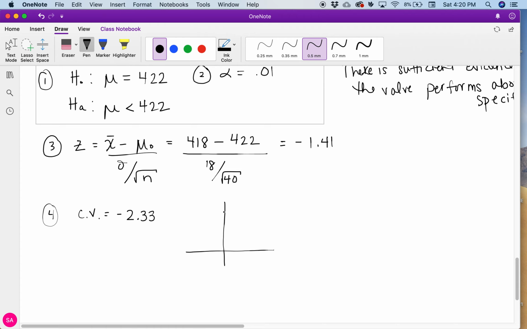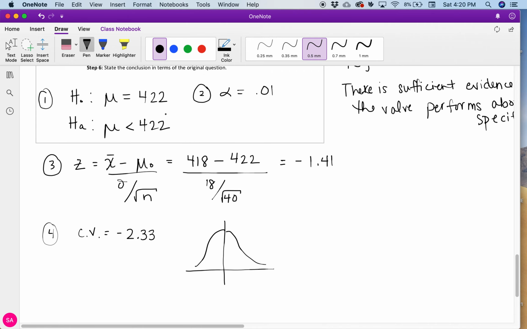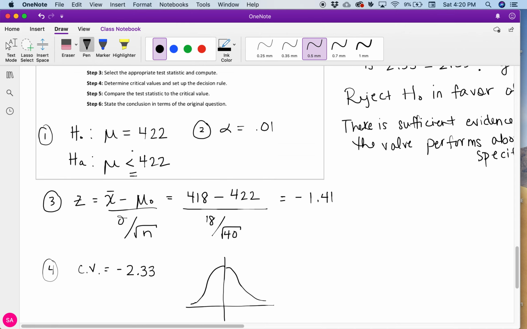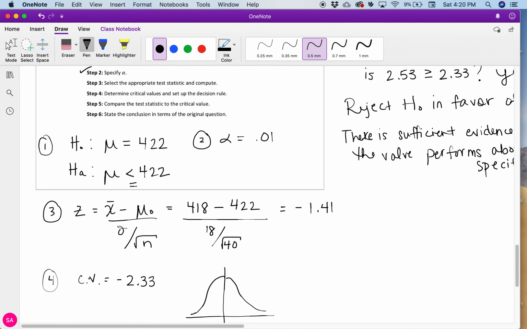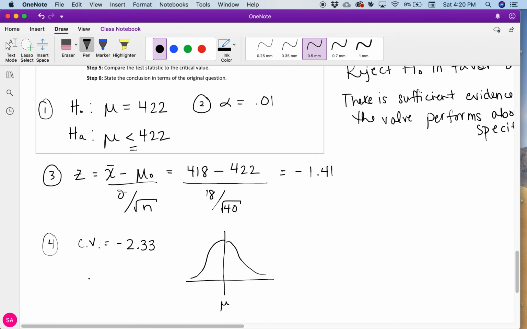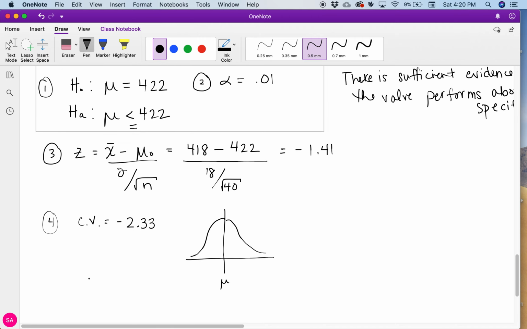Okay. So remember, our population mean lives in the middle, right? So we believe 422 is right here in the middle. But for this test, we're testing to see if, in fact, I forgot this is about bags and underfilling. If those bags are being underfilled, being filled with a mean less than 422, that means we're going to be on the left side.